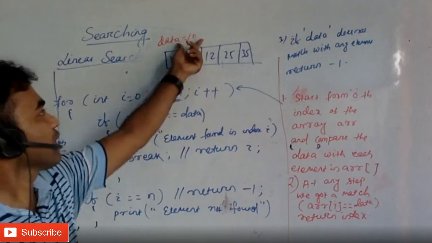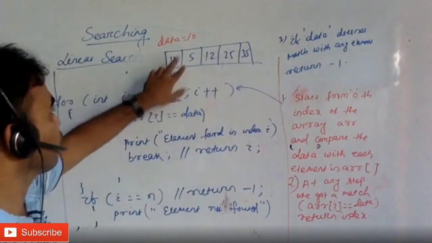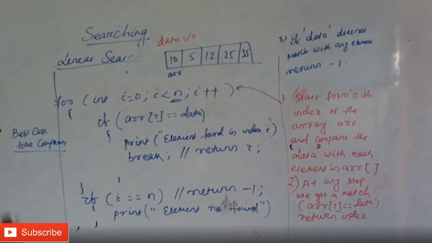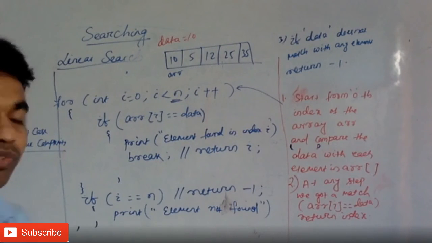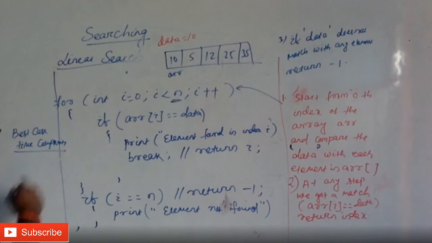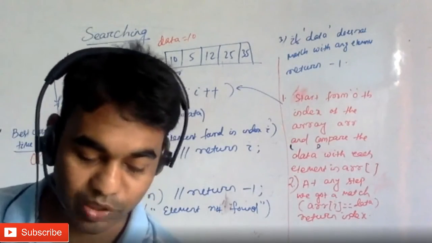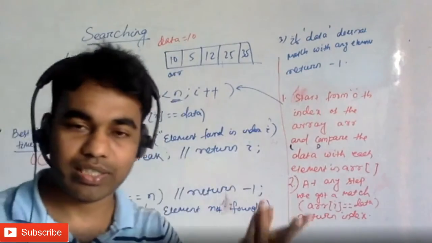So in the best case, maybe 10,000 array elements are there, but still you found the data you are searching for at the beginning of the array. That's why the best case time complexity is going to be big O of 1. Now coming to the worst case time complexity. We'll go for the average case later. There are generally 3 cases: best case, worst case, and average case.